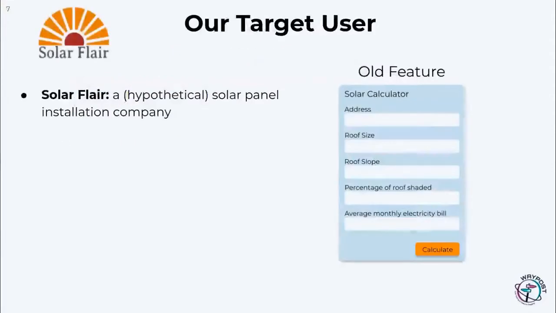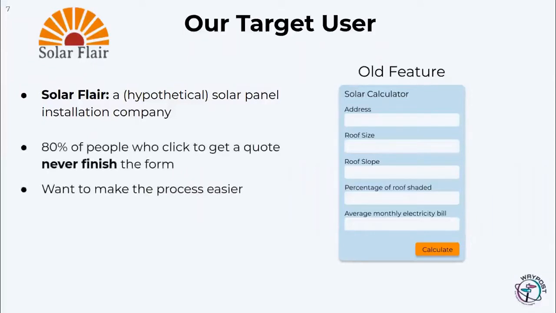Now, to demonstrate why an organization would use Waypost, we'll take a look at a hypothetical solar panel company called SolarFlare. One way SolarFlare generates sales is through a feature that estimates how much money a solar panel installation costs. Currently, customers do this by entering information into a form and then hitting calculate. But after collecting user event data on this process, the SolarFlare dev team discovers that 80% of people who start filling out the form never finish.